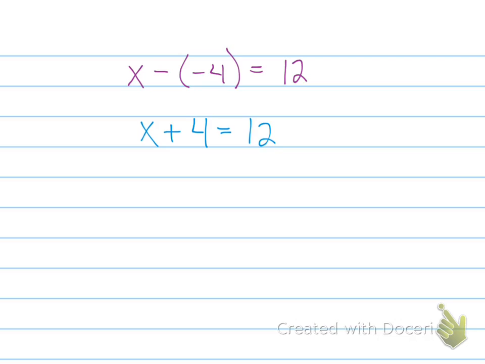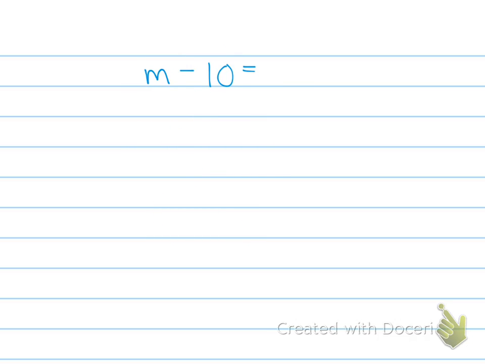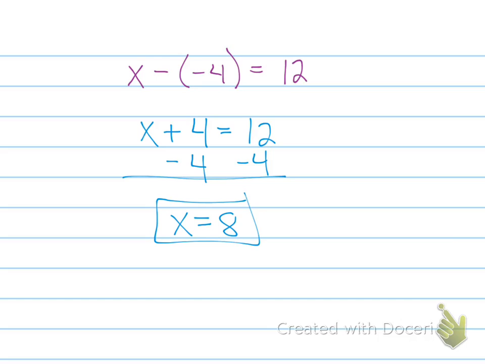And now it's clear. What do you do to solve for X? Subtract 4 from both sides. X equals 8. Now, here's the thing. Some of you guys got the right answer, but your work was wrong. You're not going to get full credit. Okay?